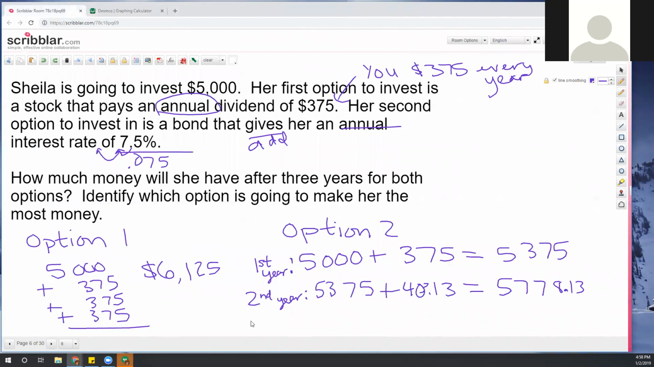So now we have to do it one more time. It was for 3 years. So on the third year, we start with the 5778.13. Then we have to figure out our percentage again.